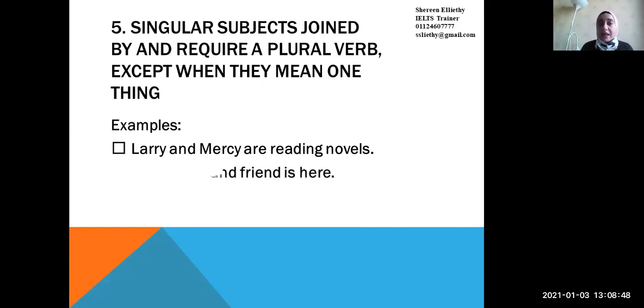But if they mean one thing, then I will need a singular verb, right? My teacher and friend is here. What do I mean here? I mean that my teacher is also my friend. So this subject, my teacher and friend, refers to one thing. In this case, the verb has to be singular. But with the first example, Larry and Mercy are reading novels, you have two subjects. They are both singular, but they are joined with and, so I need a plural verb. Very good. Let's see number 6.